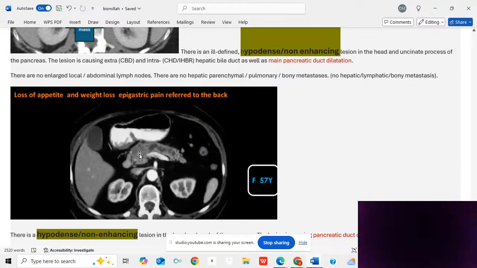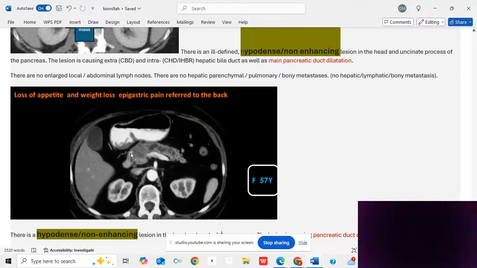Okay. And the second sign to detect that this is a pancreatic head cancer is dilatation of the pancreatic duct. This is the dilatation of the main pancreatic duct. And if you go up, you will see that there is also associated dilatation of, I think, the common hepatic duct.